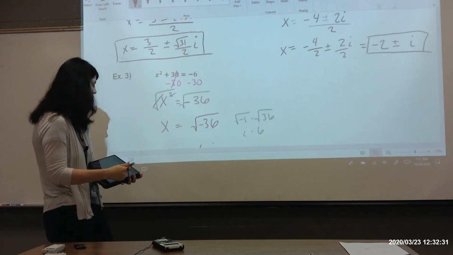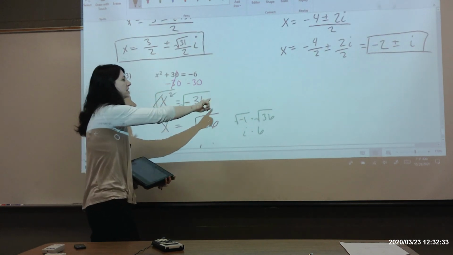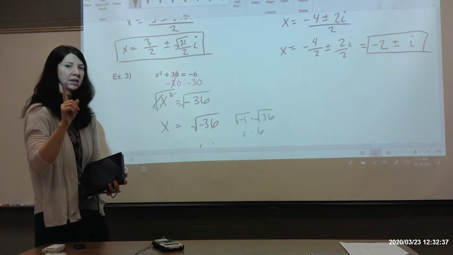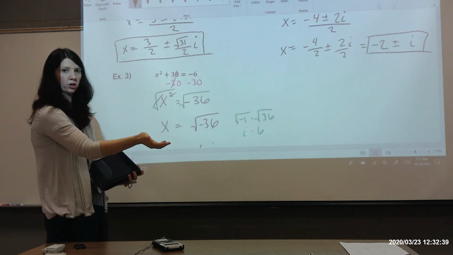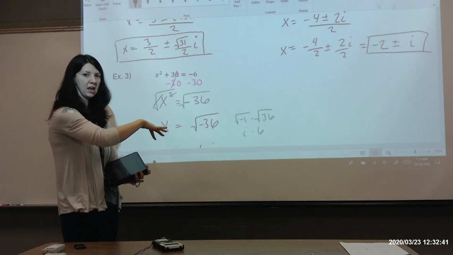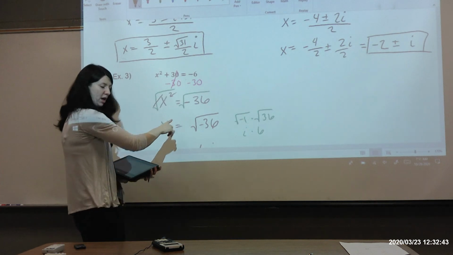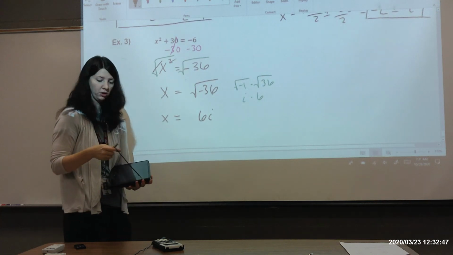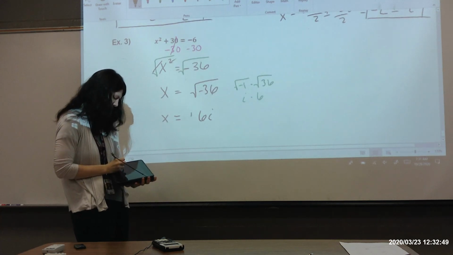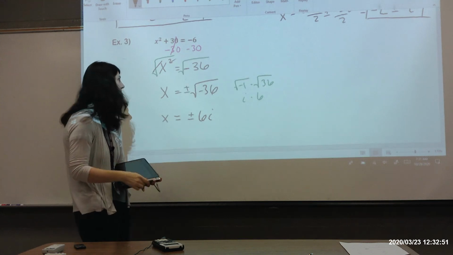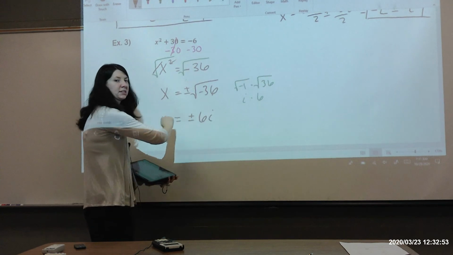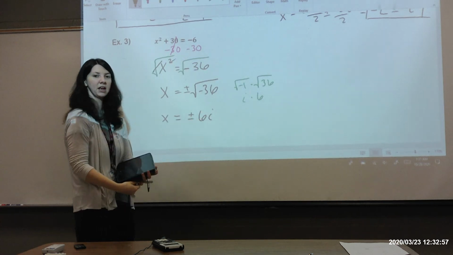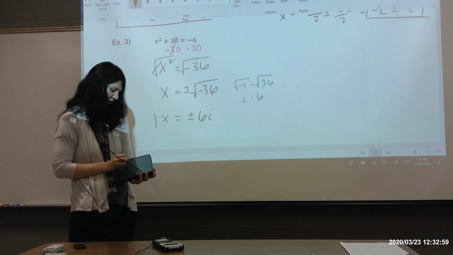Now, this is actually missing something. All of these others, we had a plus and a minus, a plus and a minus. You will never have just one complex solution. It always has a partner. It always has a positive and a negative. So we need to include that here. When you solve with this method, all you have to do to include that is say, oh, it's plus or minus 6i. That means it could be positive 6i or it could be negative 6i. And then you have your final solution.